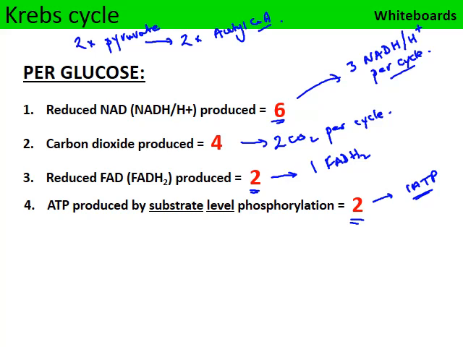So per glucose, we get 6 reduced NAD from the Krebs cycle. We get 4 carbon dioxide. We get 2 reduced FAD, and we get 2 ATP being made directly.